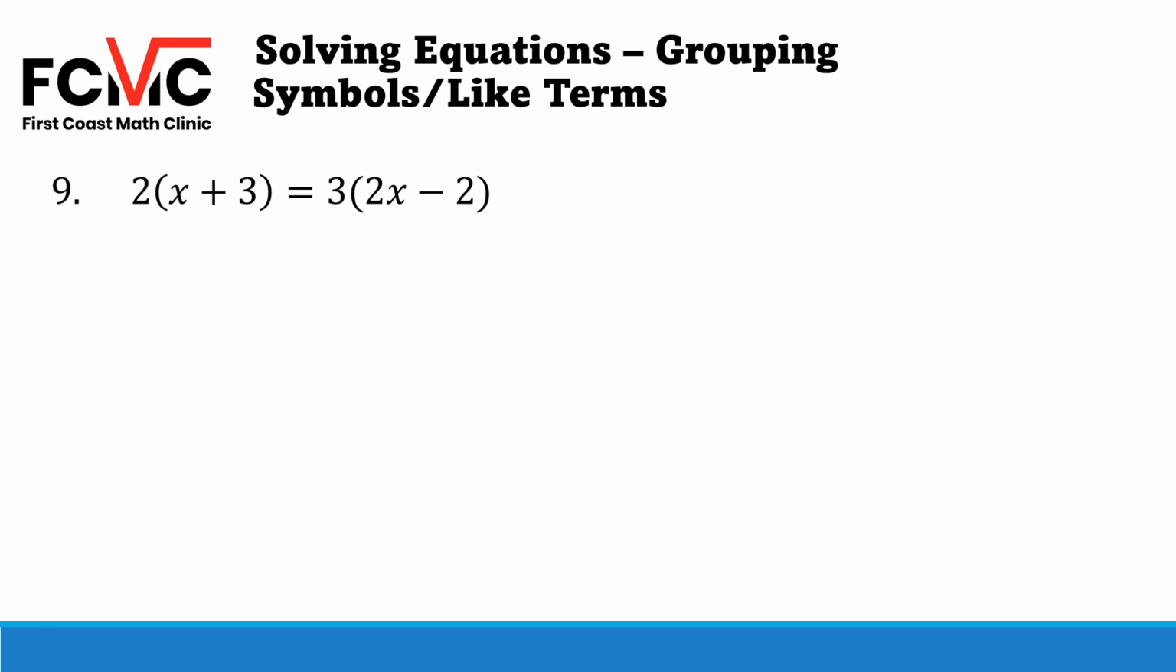All right, so for number 9, we've got 2 times the quantity x plus 3 equals 3 times the quantity 2x minus 2. I just changed this last value to minus 2 just so it works out a little bit cleaner, but it's pretty much the same topic, working with grouping symbols. So the first thing we want to do is, using the distributive property, multiply the 2 and the 3 in the parentheses, right?